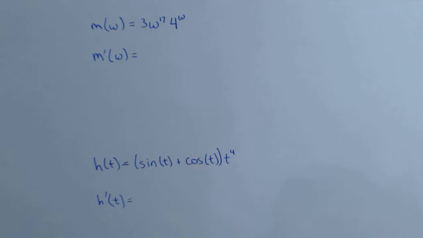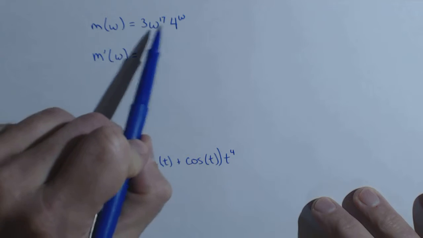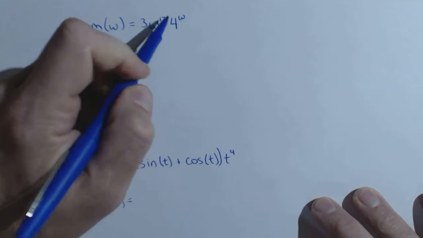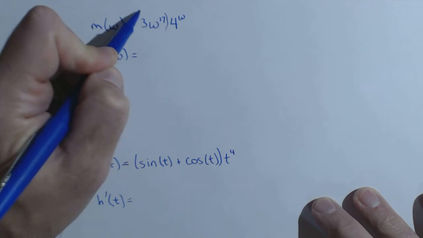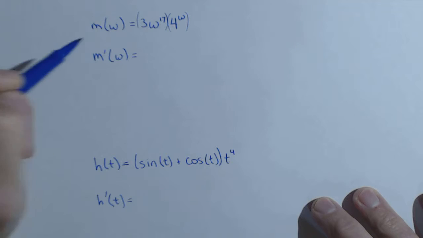In this video, we're going to look at a couple of examples of the product rule. So right here, we have a situation where we have two functions and there's no way to simplify them into a single one, so we have to look at this as a product of a power function and an exponential.